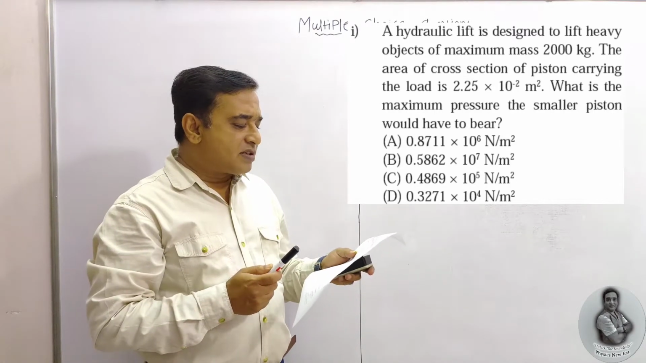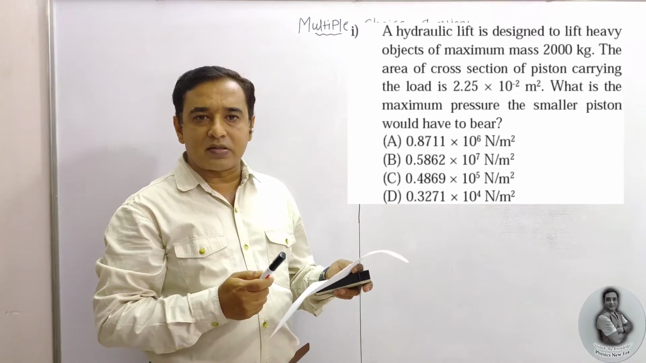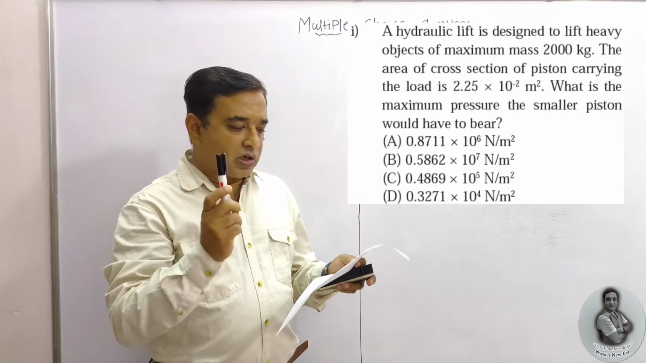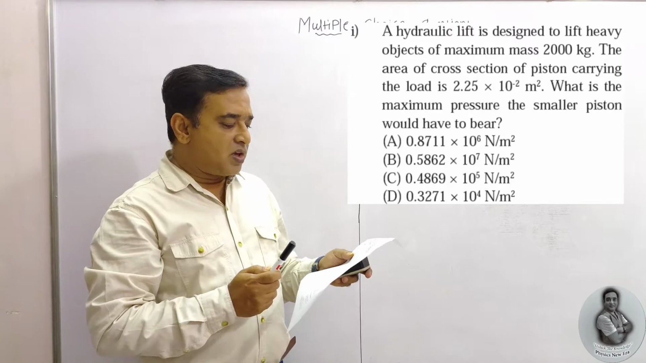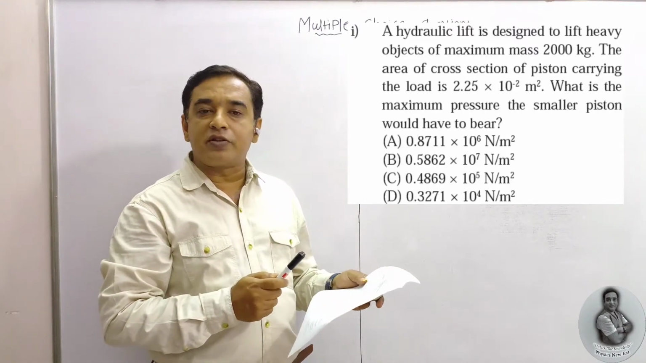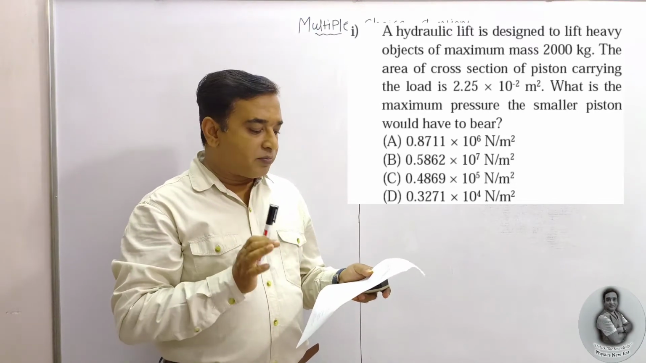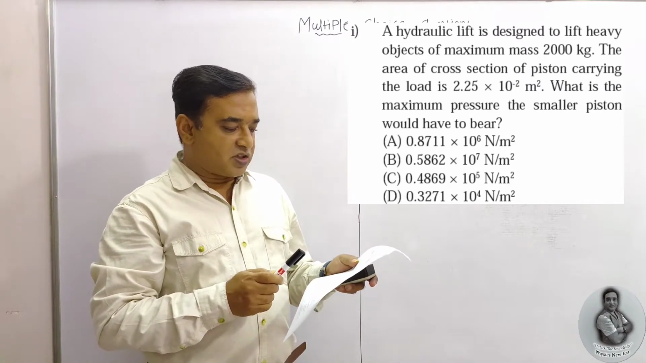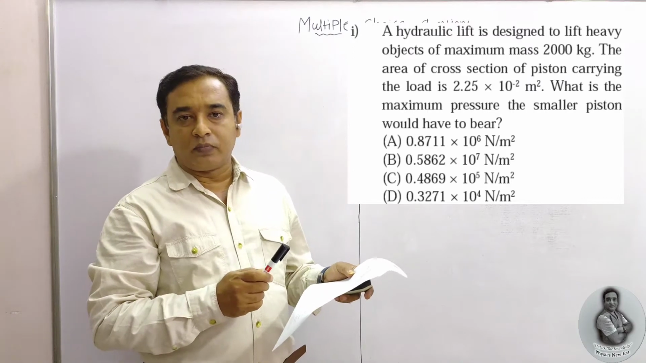A hydraulic lift is designed to lift a heavy object of maximum mass 2000 kilogram. The area of cross section of the piston carrying the load is 2.25 into 10 raised to power minus 2 meter square. Area is also given. What is the maximum pressure the smaller piston would have to bear?